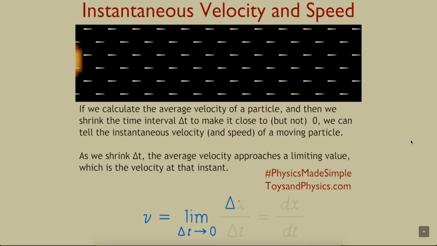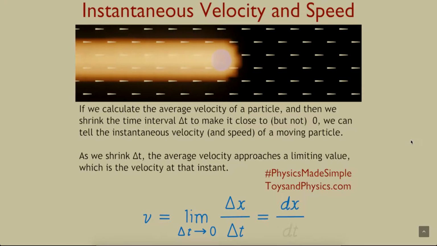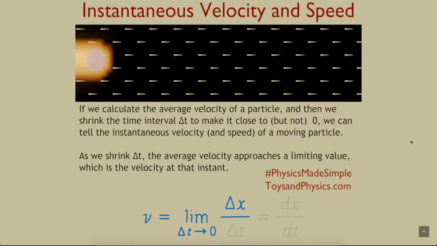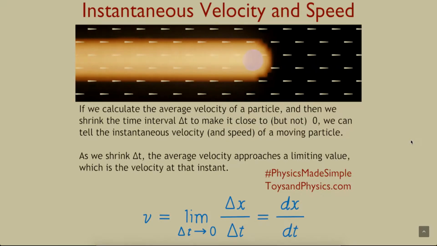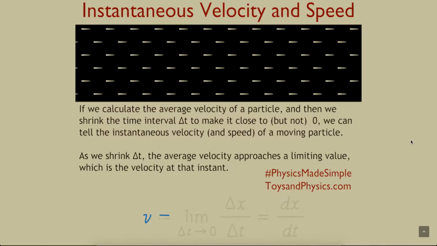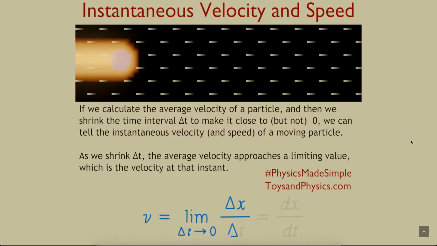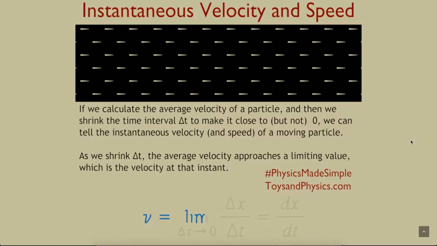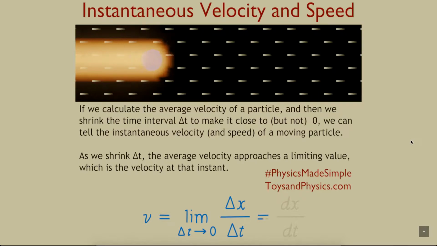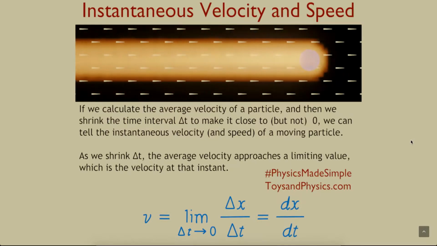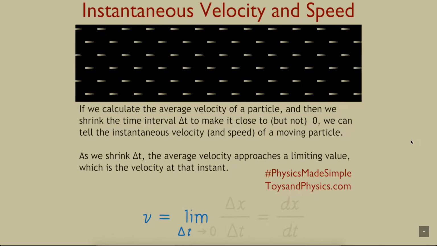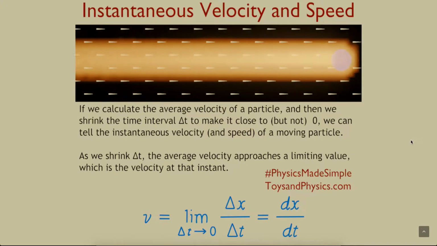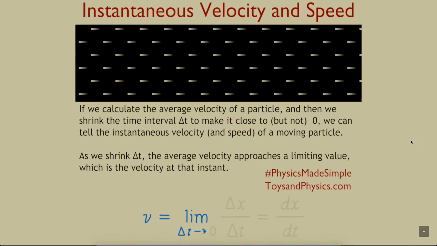Let's talk about instantaneous velocity and speed today. Everything we've done so far in the previous videos has been about the basic concepts of position, displacement, and average velocity. But when we talk about speed and velocity, more often than not we refer not to the average velocity or speed of something moving, but to that object's speed at that moment, in that instant. That is called, in physics, instantaneous velocity and speed.